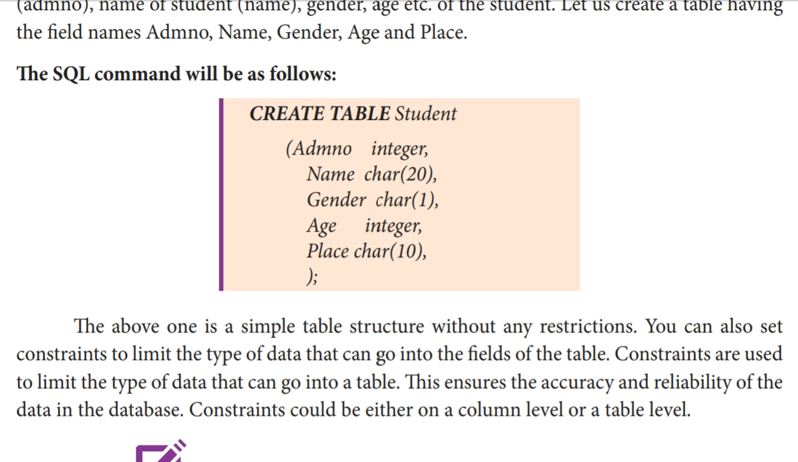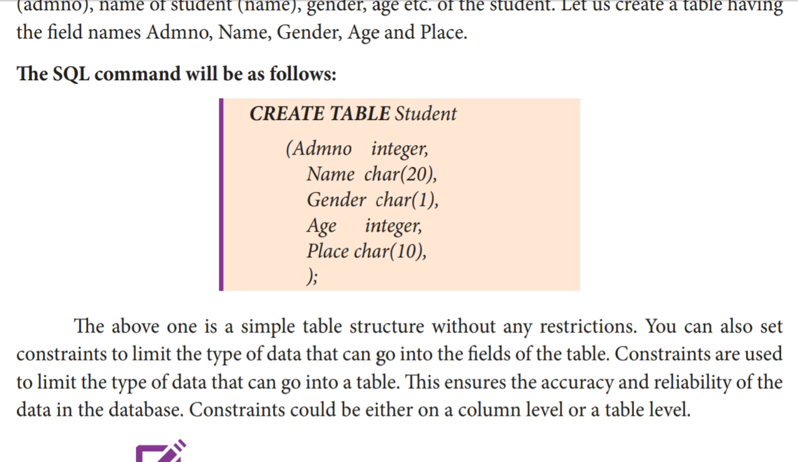The above one is a simple table structure without any restrictions. Here we did not mention any restrictions; once we create the table we can enter the data. We can set restrictions also. Constraints are used to limit the type of data that can go into the table. That restriction is what we call a constraint. This ensures the accuracy and reliability of the data in the database. Constraints could be either on a column level or a table level.